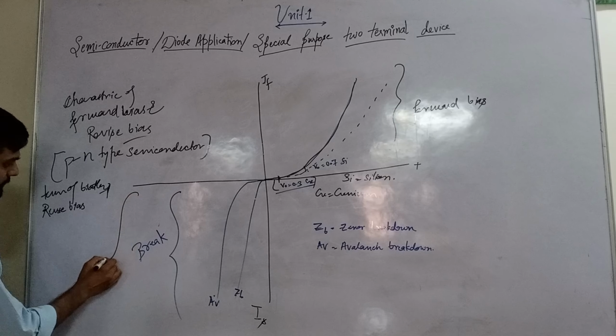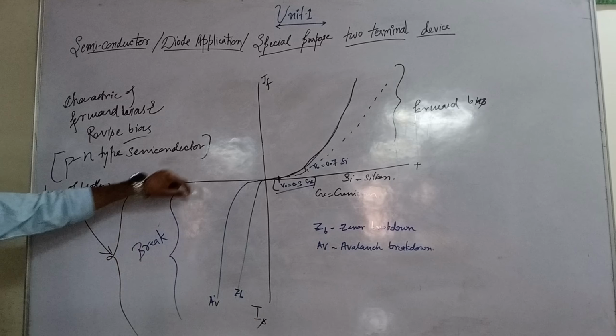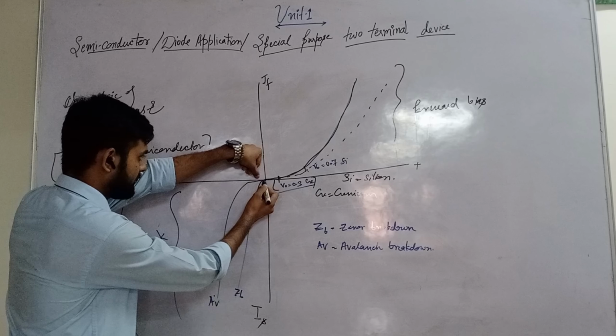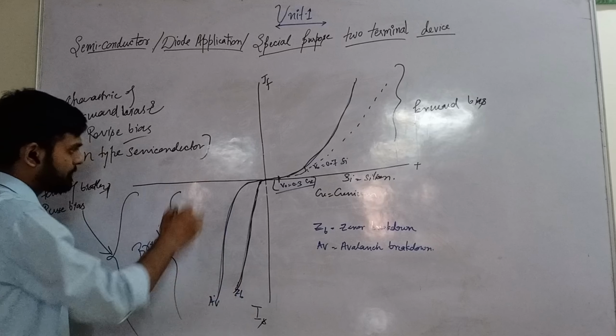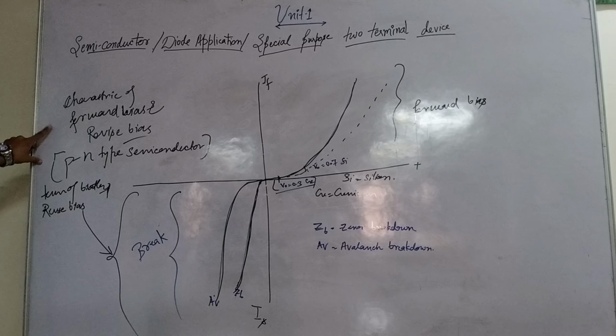This is reverse bias, totally reverse bias. If the semiconductor is Zener, then they break. If the semiconductor is avalanche, they break after some time. This is the overall characteristics of reverse bias.